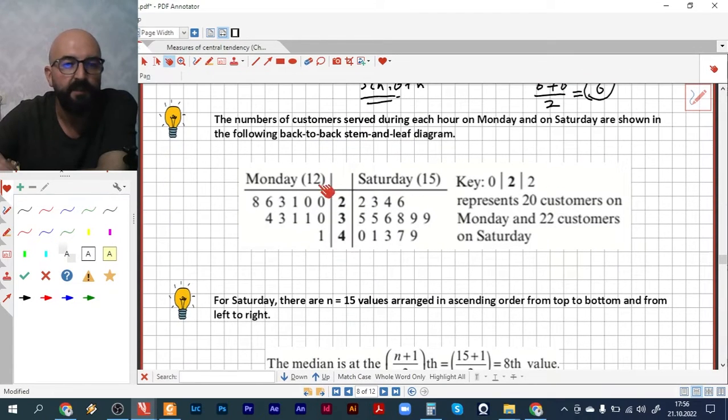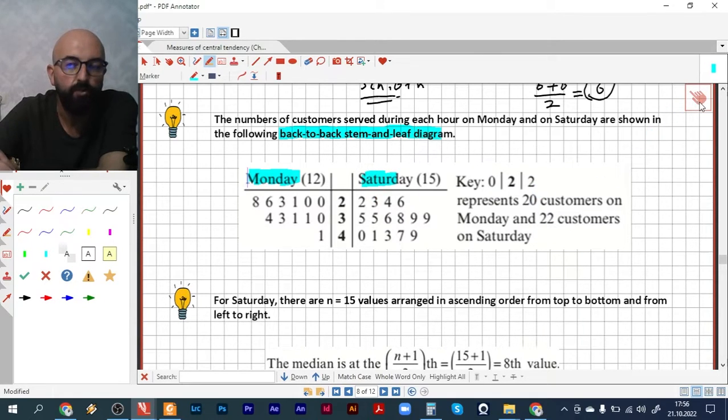And for example, the numbers of customers served during each hour on Monday and on Saturday are shown in the following back-to-back stem and leaf diagram. As you look at the key, for example, 2 and 0 shows us 20 customers on Monday, and 2 and 2 shows us 22 customers on Saturday.